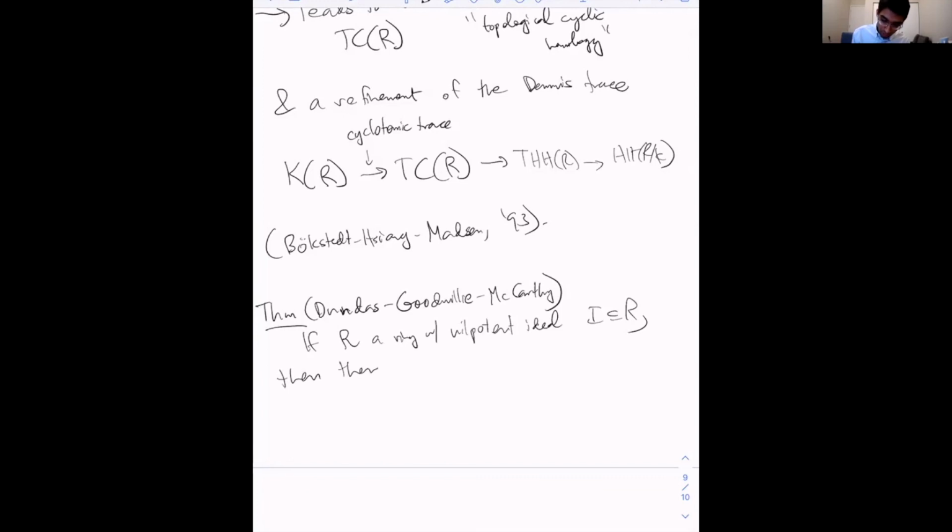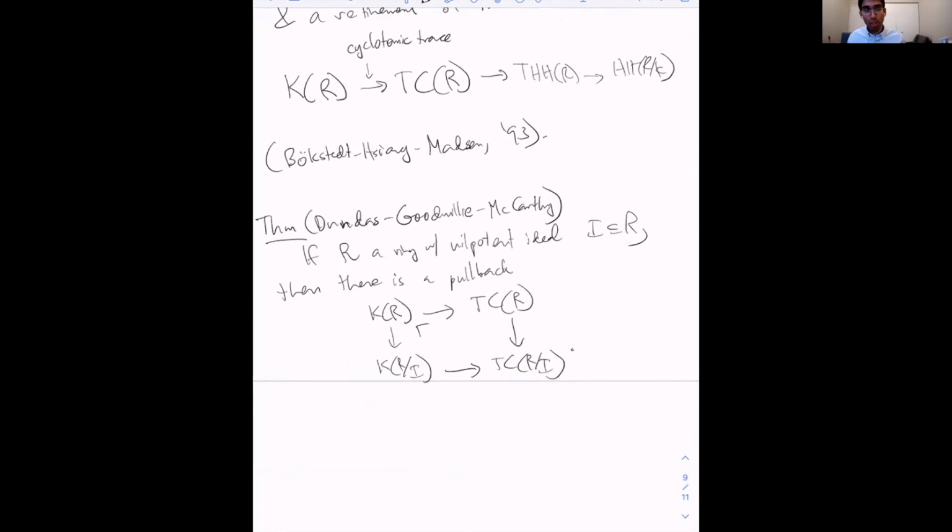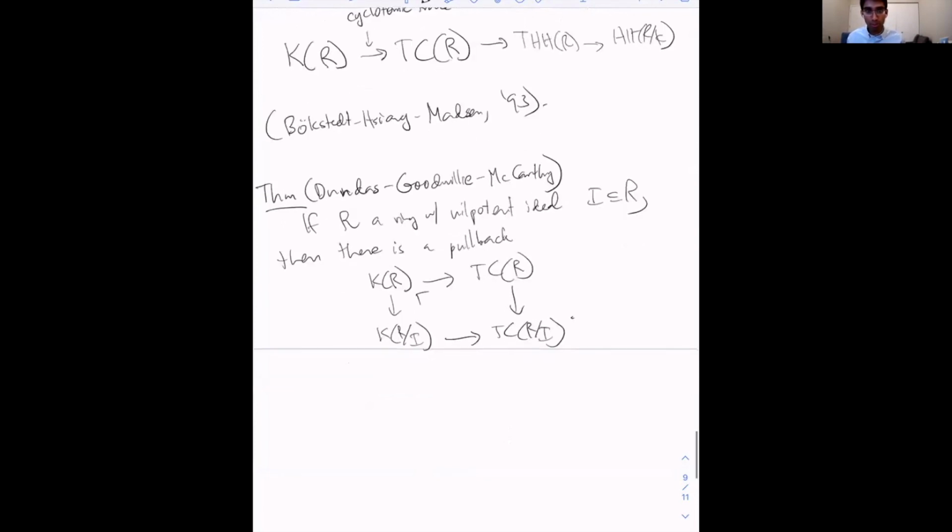then there's a pullback square where you have the K-theory of R, TC of R, K-theory of R mod I, and TC of R mod I. So there's a pullback square, and in particular, this means that if you want to study questions like what is the tangent space of K-theory, what is the K-theory of the dual numbers, then essentially you have to do a TC calculation.